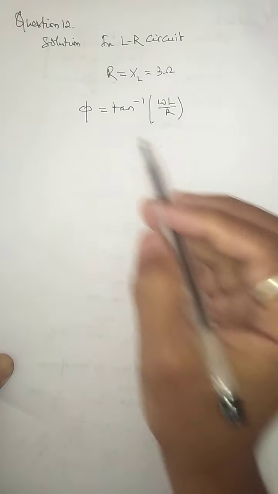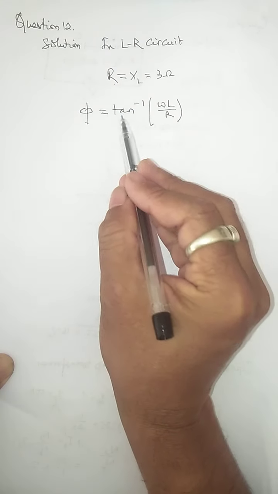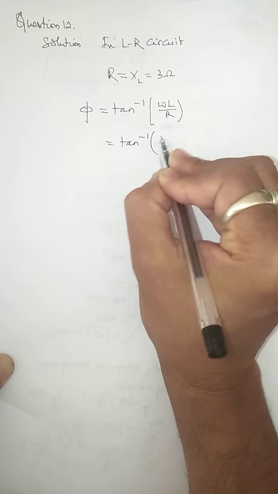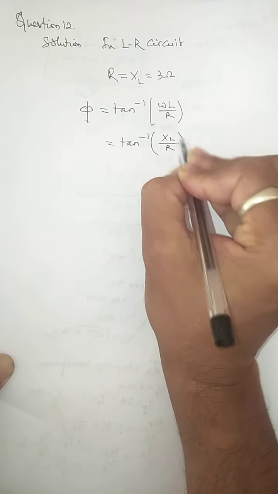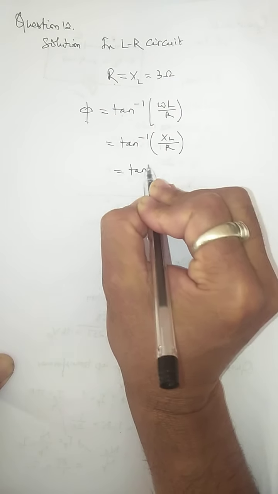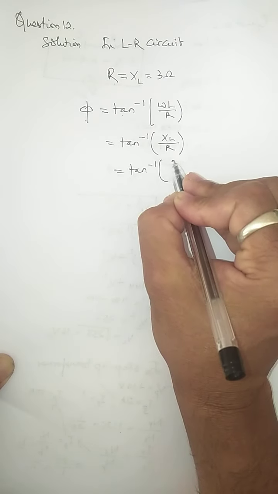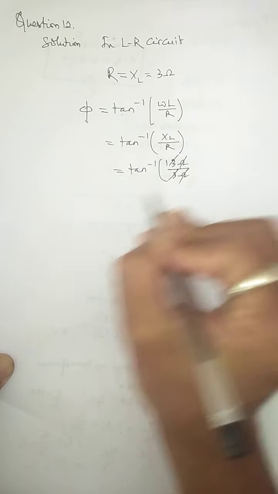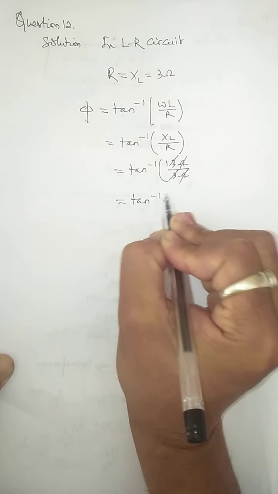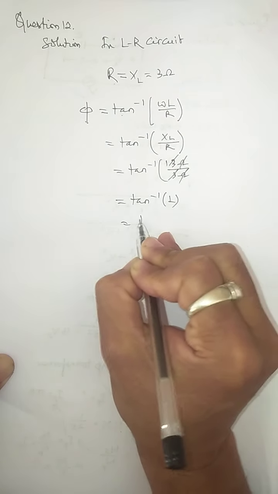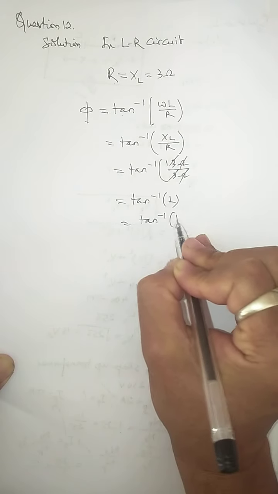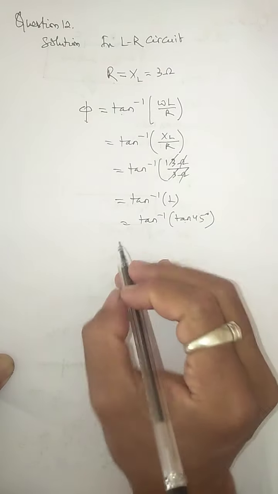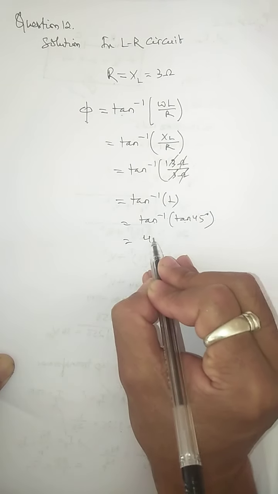So for an LR circuit, children, look at this. The phase difference between current and voltage is given by tan inverse omega L by R. Now here omega L, as you know, is XL, the inductive reactance, by R. So it is tan inverse of XL, 3 ohm, by R, also 3 ohm. So ohm cancels out, 3 cancels out. So it comes to tan inverse 1, and 1 is the value of tan 45 degree. So tan inverse tan 45 means 45 degree.